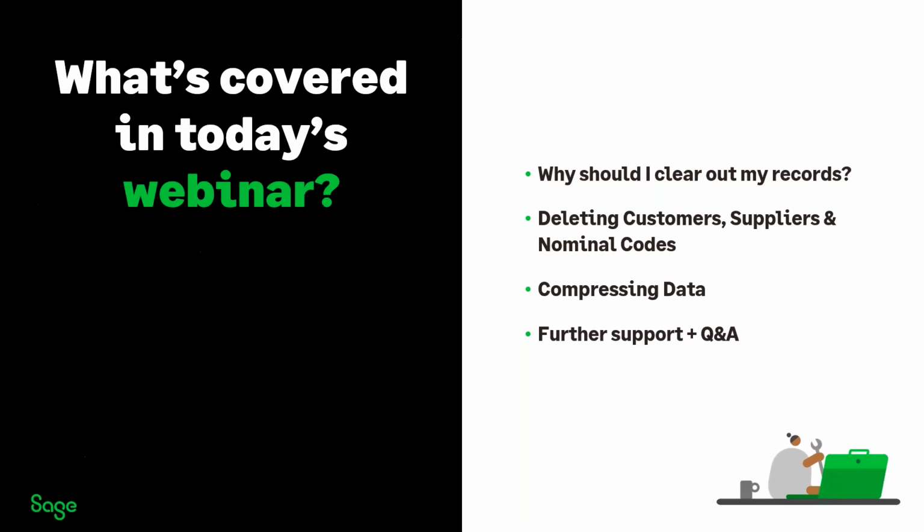Okay, so this is what we're going to be covering on today's webinar. We're going to start with why should I clear out my records? Then we're going to go through the process of deleting customers, suppliers and nominal codes with some live demonstration. I will then explain how to compress your data after deleting records, and then I'll summarize the session.